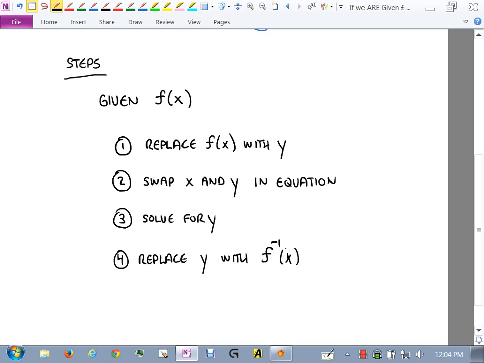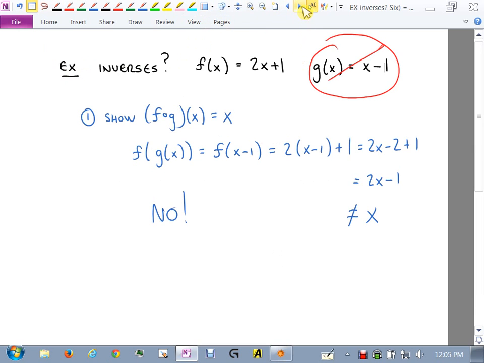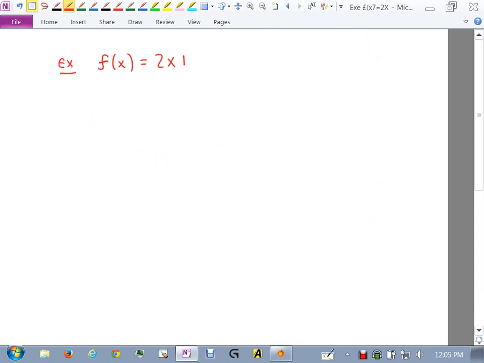You ready? All right, let's begin with this one. Did I move too fast? We got all the steps? How about the function we were just trying to do that it didn't work out? One of them was 2x plus 1, right? This g was not its inverse, so let's find the inverse of this. So here we go, solution to this.